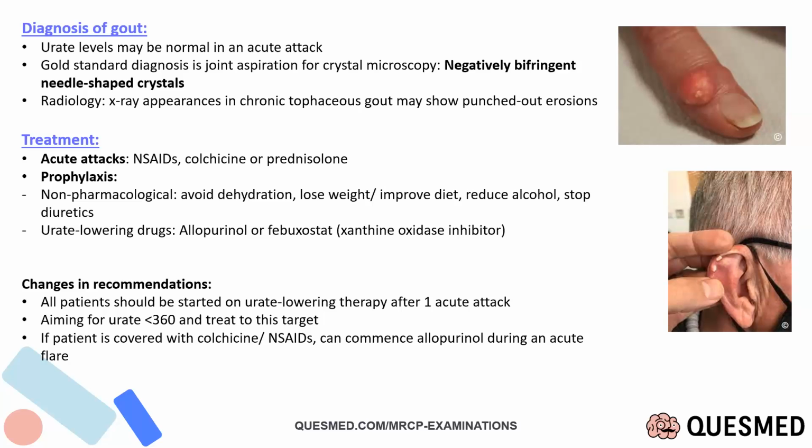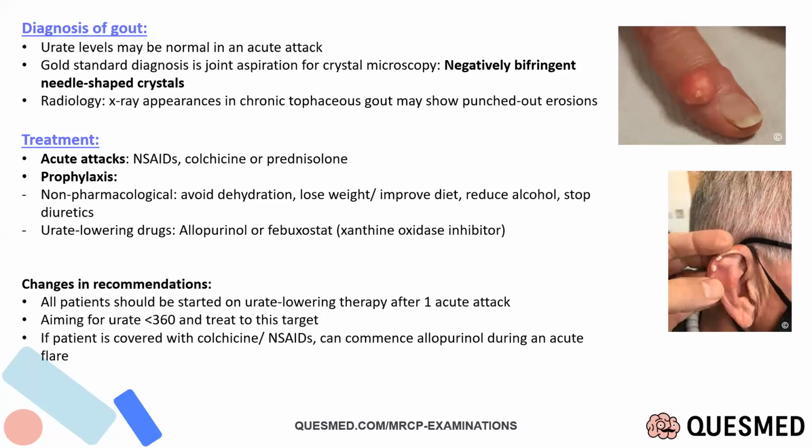Some people say start them when they're in hospital with an acute attack, providing they've got anti-inflammatory cover, because if they get discharged home, often they then don't get started on it in the community, and they just come back in with more flares. But other people say wait 2 to 4 weeks until after the acute flare. So there's a bit of discrepancy there, but you want to start allopurinol or febuxostat, which are xanthine oxidase inhibitors.